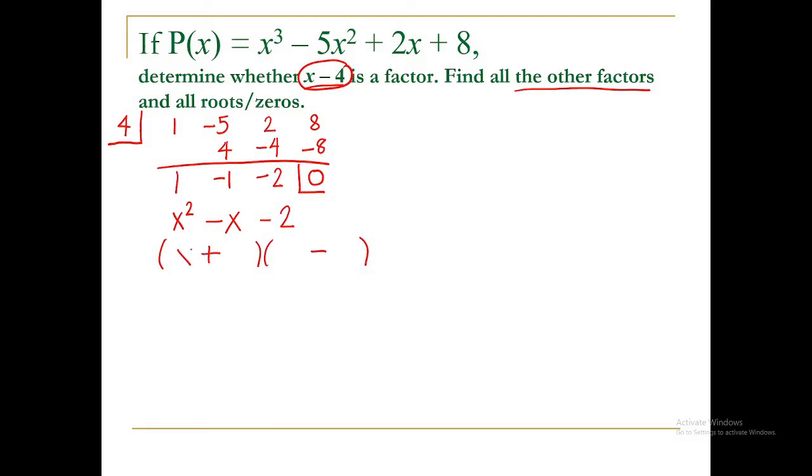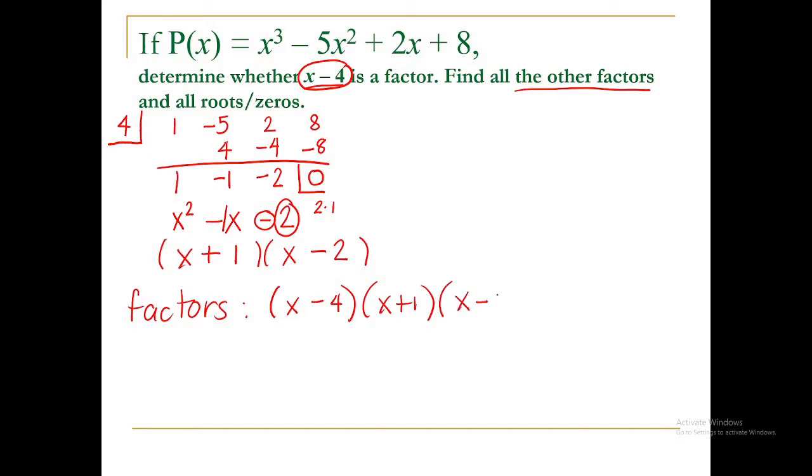So write x here and x here. What are the factors of 2 that when subtracted give us 1? 2 and 1. Which will be negative, by the way? Negative 2, positive 1. I agree with that. Now, let's write the factors then. What are the factors here? x minus 4, which was our given. x plus 1. x minus 2, which we solved when we did factoring a while ago.